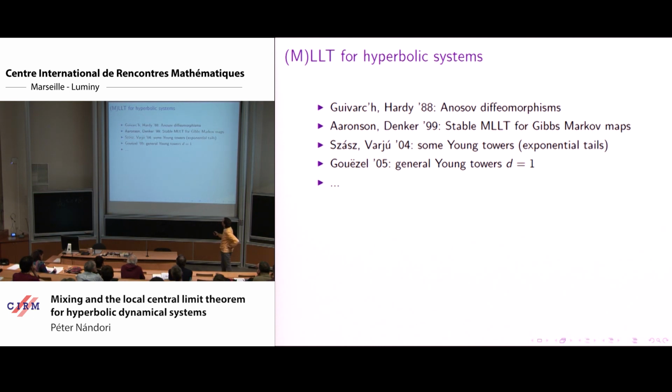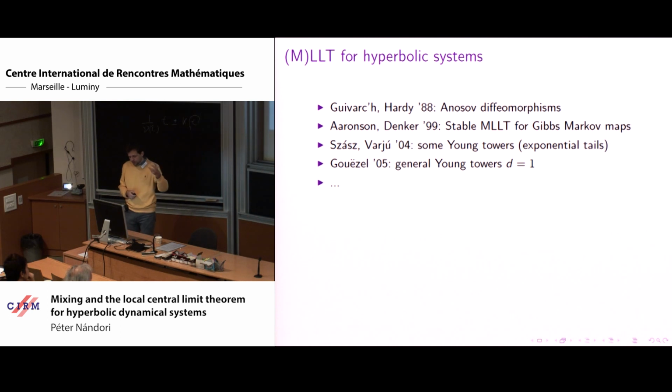Dolgopyat and Thomas Rousseau have a paper on certain Young towers. They use this kind of Fourier method for a tower, so they need to make sure that the tower has exponential tails and basically fits into the framework of the first paper of Guivarc'h. And then Sébastien has another paper on general Young towers. So all these are kind of versions of the MLLT for base maps. There are many more. Okay, this is not a complete list. If you have some results and your name is not on this list, then don't be offended. I know there are many more. I'm not giving a complete review.